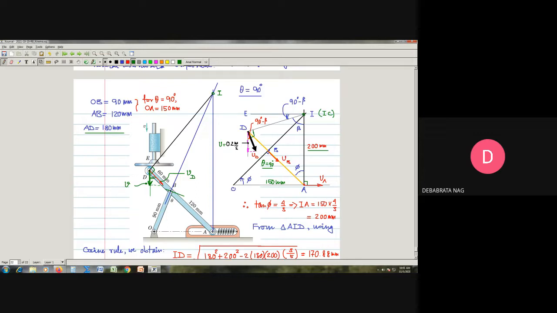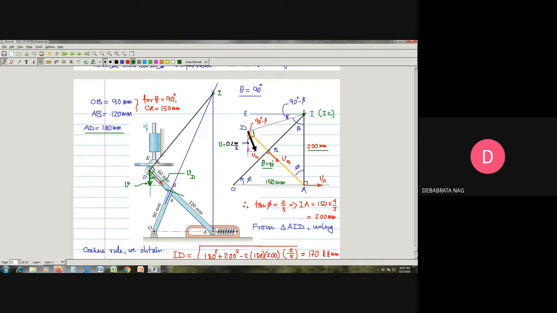So it is simple for us to apply the cosine rule to this triangle to find out the distance ID. We apply the cosine rule and find the value of ID, that means this distance is equal to 170.88 millimeter. Now, once this distance is found, I need to know this angle. So I can apply the sine rule to the same AID triangle.